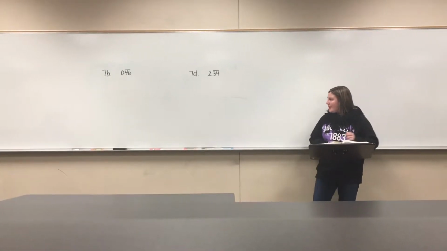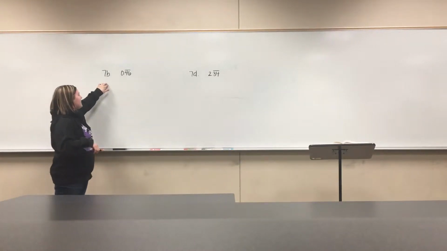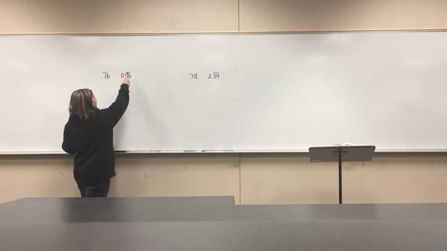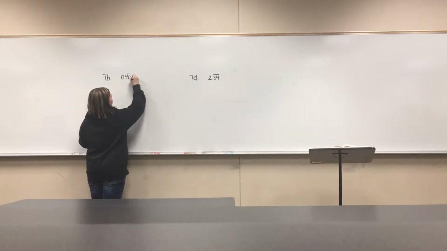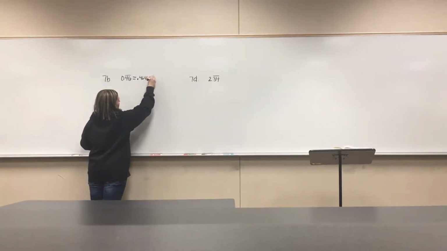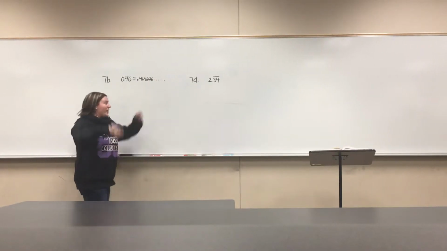So let's get started here and look at our first example. And so our first example is 7b, and our number is 0.46 repeating. And so we know it's repeating because of this line up above here. And so this is going to look the same as 0.464646, and it's going to continue on because, again, repeating goes on and on and on.